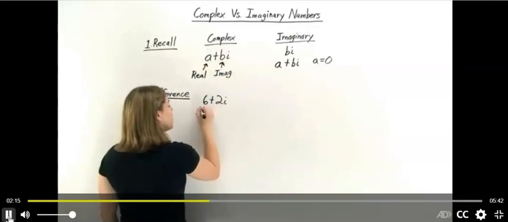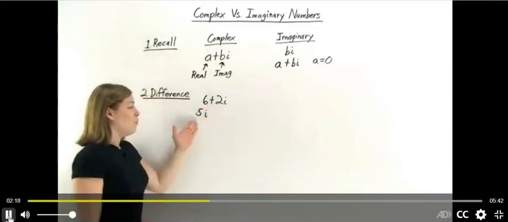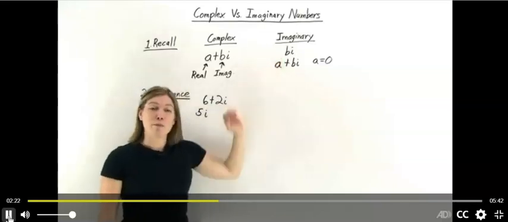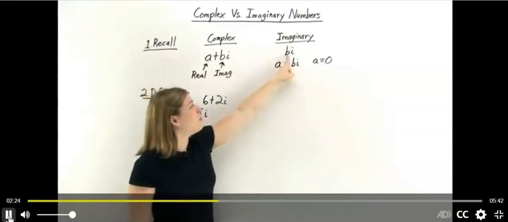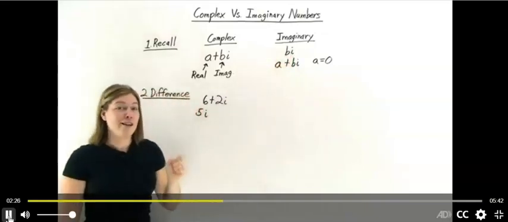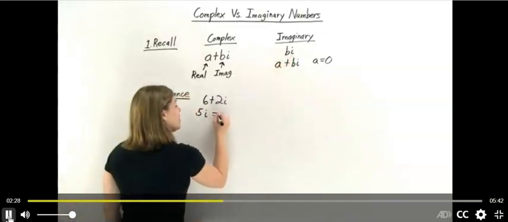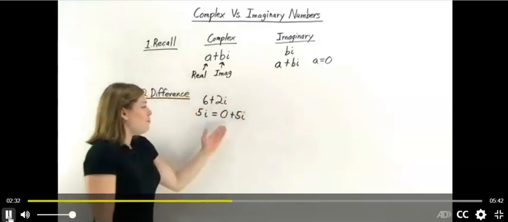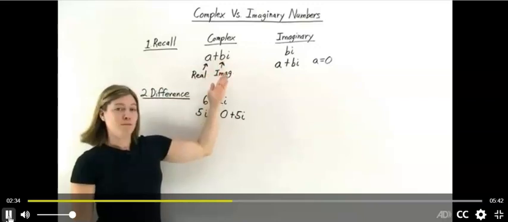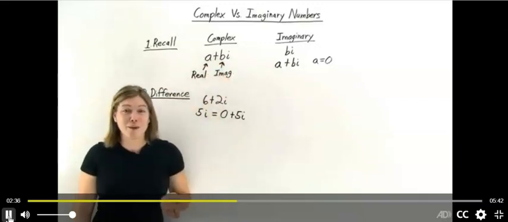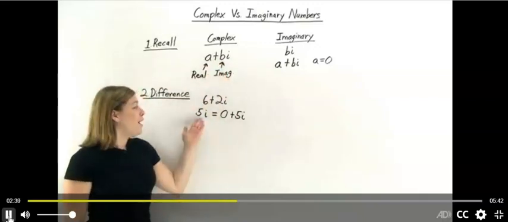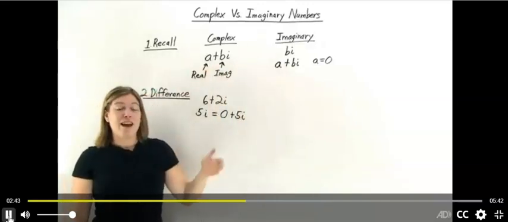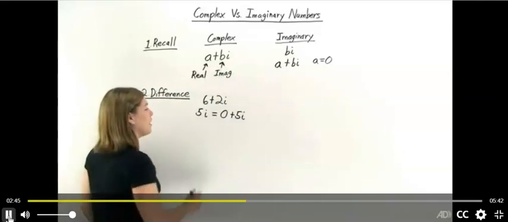But what if we have this, 5i? Well, 5i can be classified as an imaginary or pure imaginary number because it can just be written in this form, bi. But take a look at this. We can rewrite 5i as 0 plus 5i. Well, that would be a number written in this form, which would classify as a complex number. So, 5i is an imaginary number and a complex number. An imaginary number is a type of complex number.